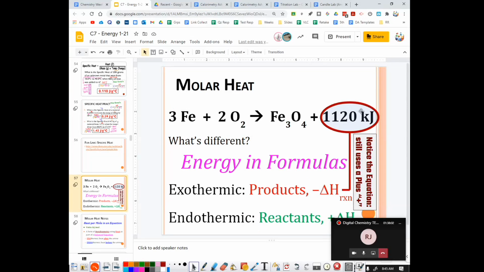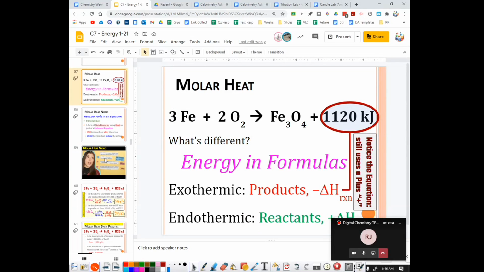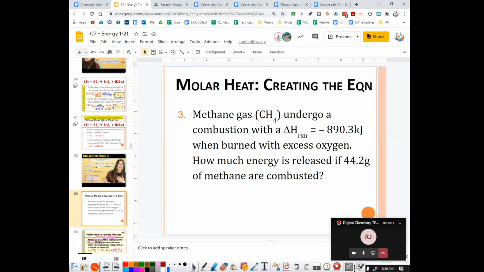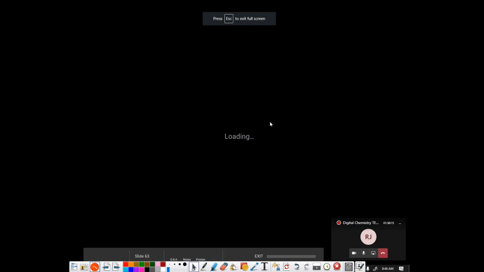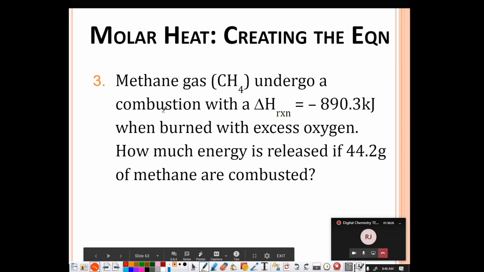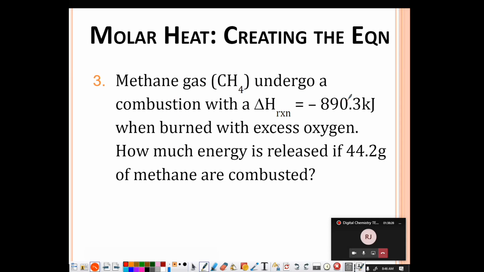Molar heat, we have heat that is in the equation. And I would love to go over one of these with you, but I'm going to choose to go over this one, the creating the equation, because this one goes over all the pieces with a special little twist. So again, I'm just going to go over this with you briefly, checking my time. I should be good. So first off, it says that methane undergoes a combustion when burned with oxygen. How much is released if this much methane is combusted?